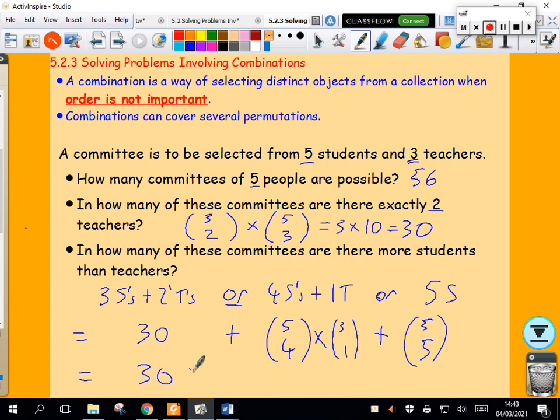So I'll have 30 plus, 5 choose 4 is 5. 3 choose 1 is 3. So that's 15. 5 choose 5 is 1. And that's 46. There are 46 of the 56 total possible committees that would have more students than teachers. So 10 will not.